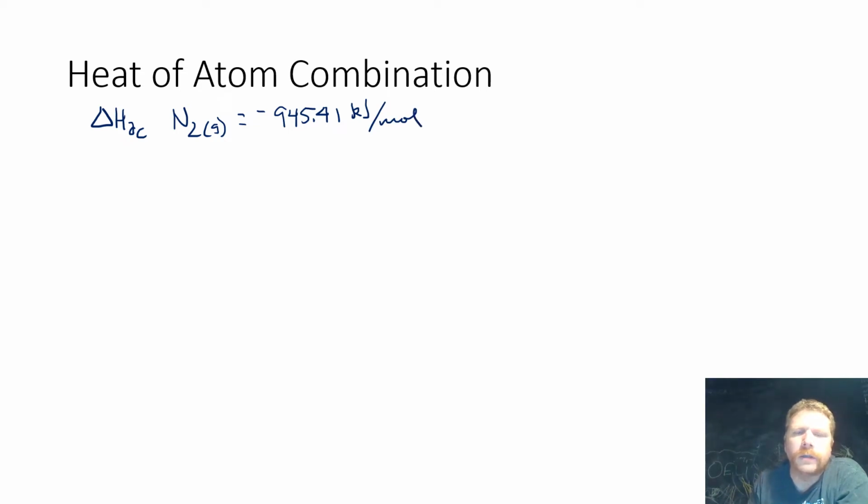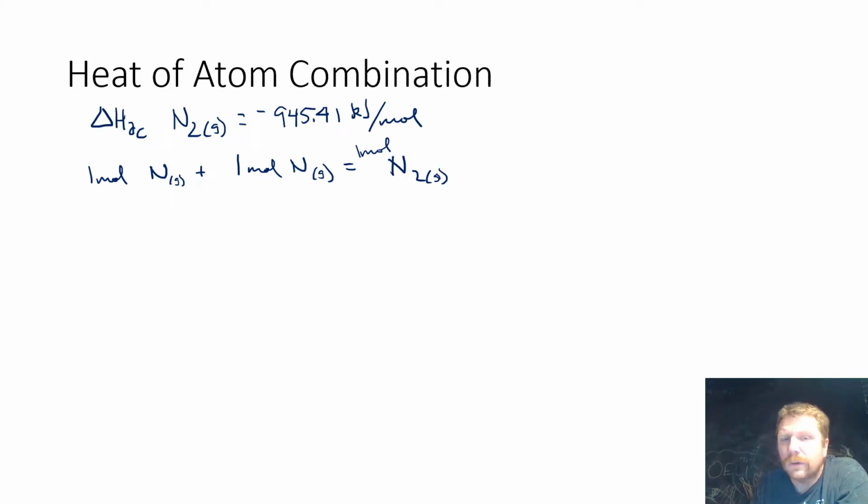This means that if you start with 1 mole of N gas, and you add that to 1 mole of N gas, you will get N2, or 1 mole of N2 gas, and there will be a heat associated with that. Since you are making bonds, you are going from N plus N, and you are going to produce N2. What you need to know is, what does that actually look like?